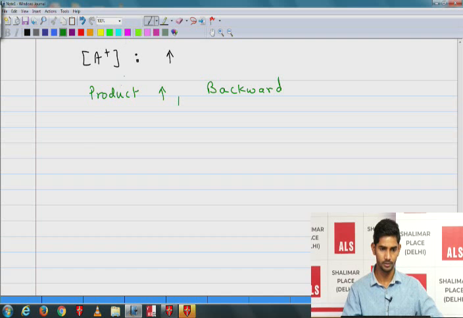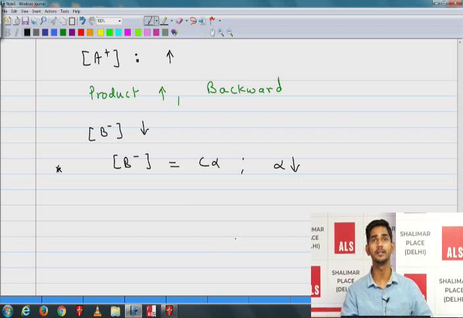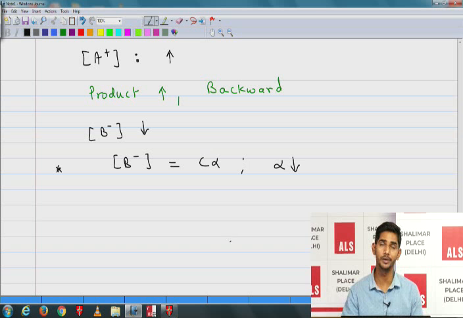Now the second part. B is decreasing. So what can I conclude? That if the concentration of B is decreasing, and the concentration of B we have written as C alpha, it means that C alpha should also decrease. It means that the extent of dissociation will also decrease. I hope it is clear to everyone.